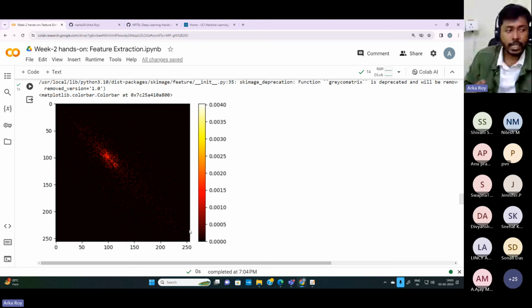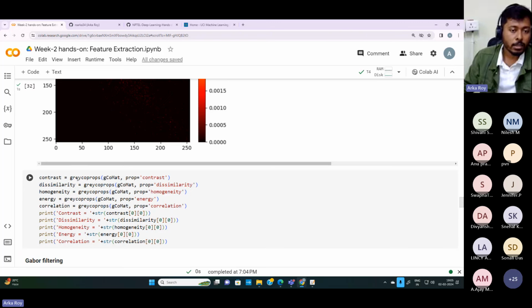So we need some second generation features that we can extract from this GLCM matrix. That is why there are several properties of this GLCM matrix, such as contrast, dissimilarity, homogeneity, energy, correlation. So all these methods are also discussed in the class. So there are equations there.